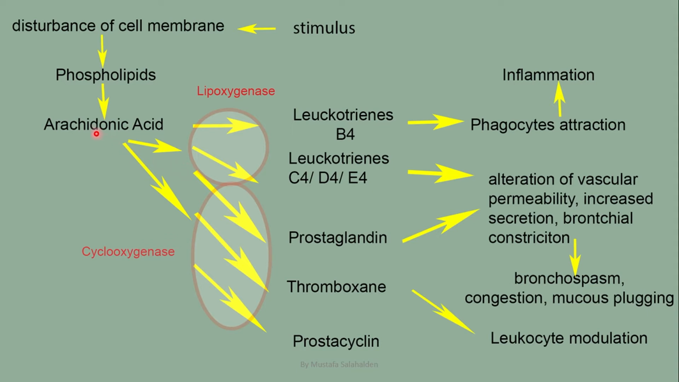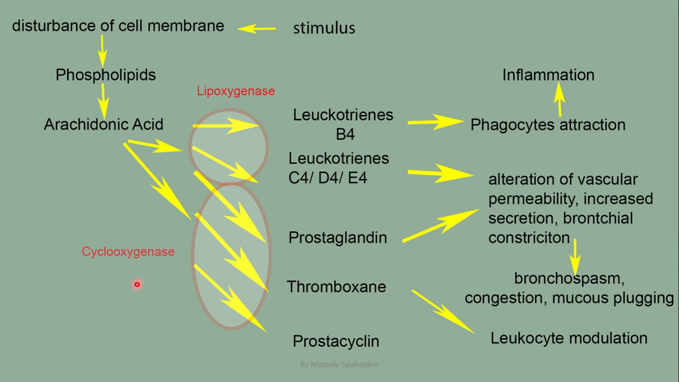Now, the other path of arachidonic acid breakdown is the prostaglandin, thromboxane, prostacyclin path, which is modulated by the cyclooxygenase enzyme. The prostaglandins cause alteration in vascular permeability and increased secretion, like these leukotrienes, and also bronchial constriction, which leads to bronchospasm, congestion, and mucus plugging. The thromboxane causes leukocyte modulation. All these results cause inflammation.